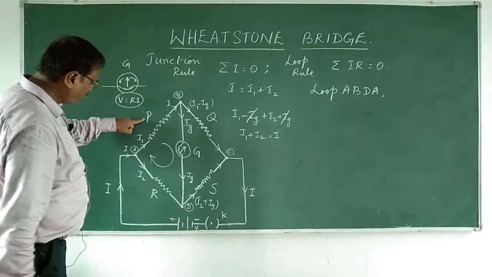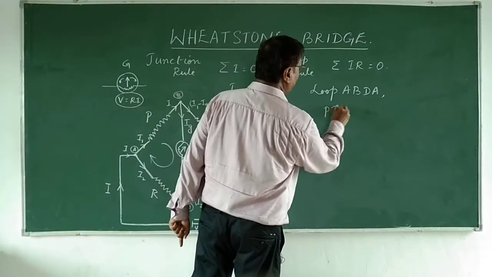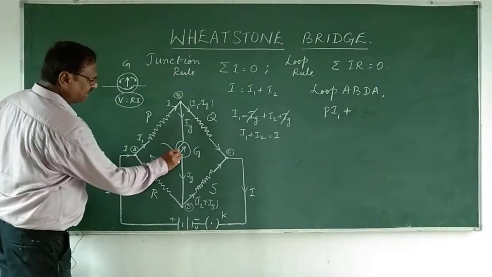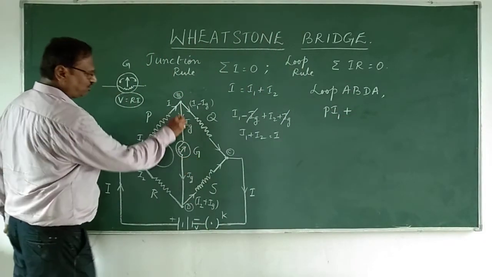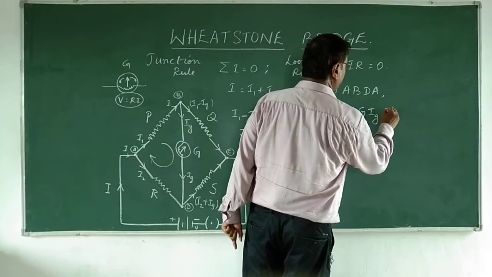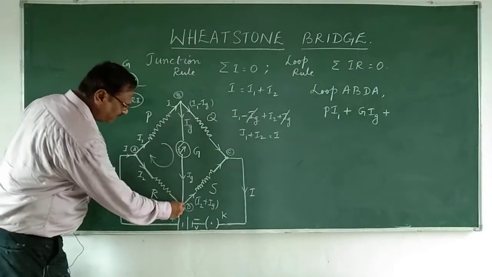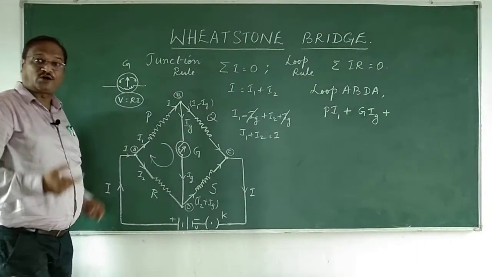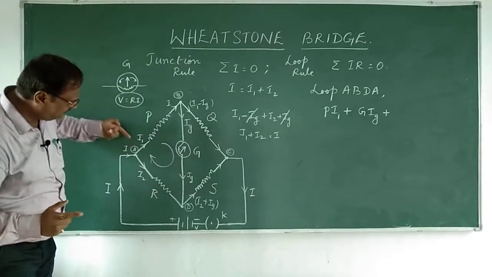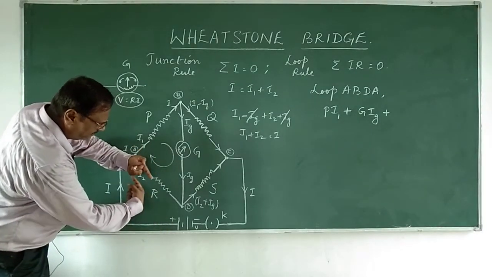And the resistance is P and current is I1. So P I1 plus. Right? Now I come through this Ig, G, that is the next current, G into Ig plus. Now I am coming to this point, again I am going this direction. Now watch carefully. The current I2 is coming in this direction, downward, but I am taking the loop upward.